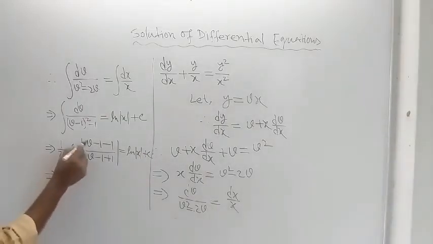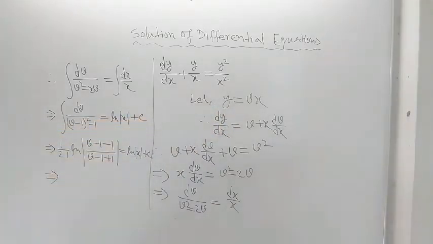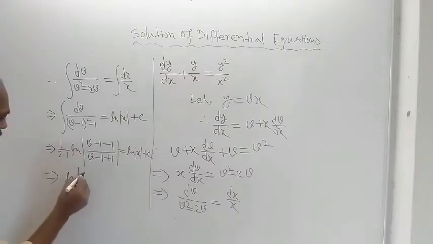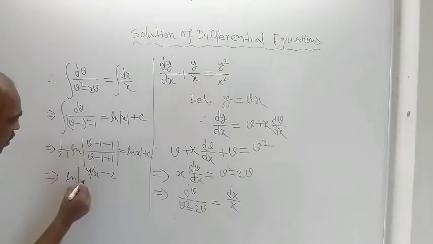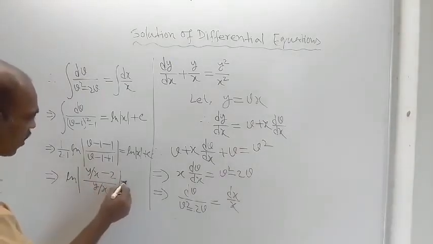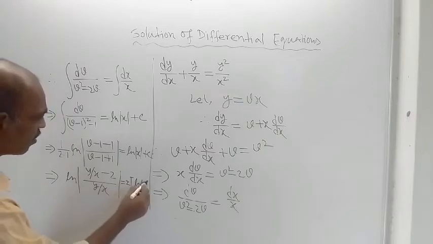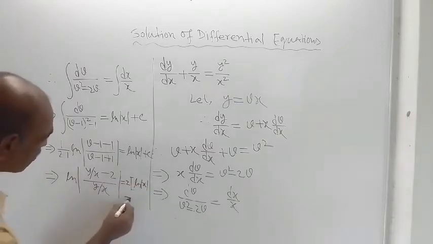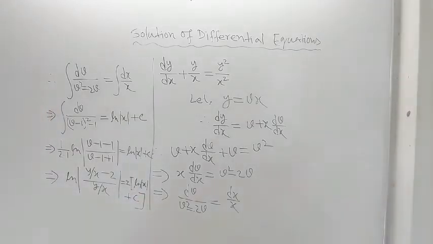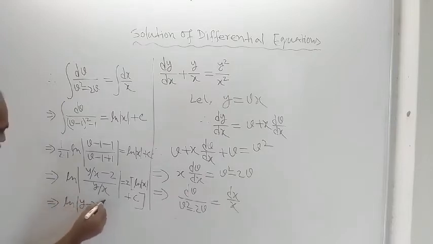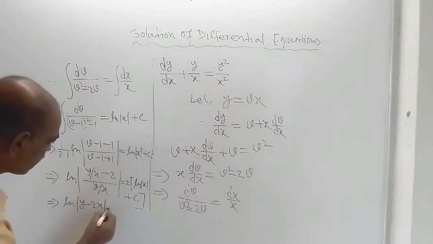Here v is how much? V is y by x. So we are getting ln of y by x minus 2 divided by only y by x, because this minus 1 and plus 1 cancel. Therefore, here we are getting 2 into log of x plus c. In the left hand side, we get y minus 2x, ln of y minus 2x. Just multiply both the numerator and the denominator by x, and you will get this way, and here log y, you can take this side.